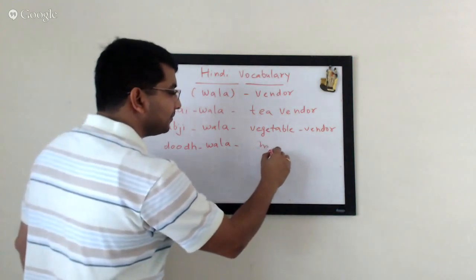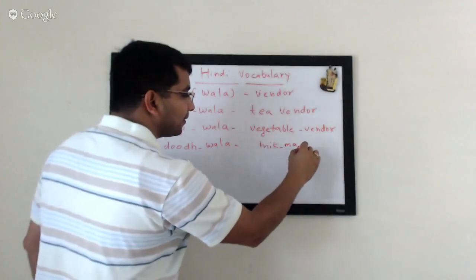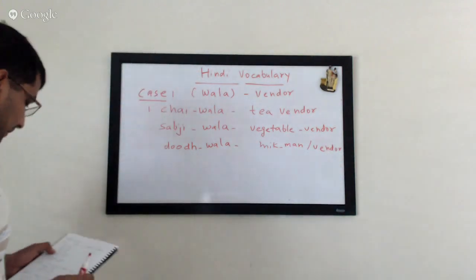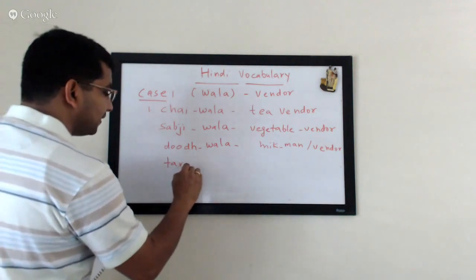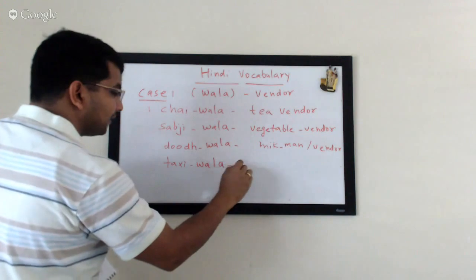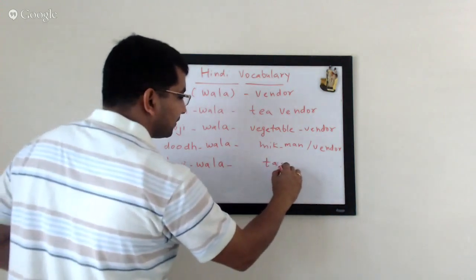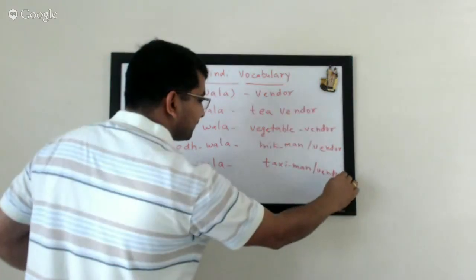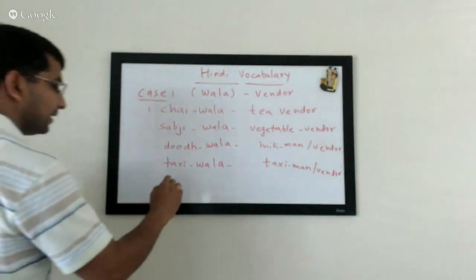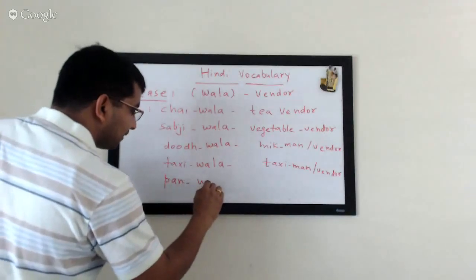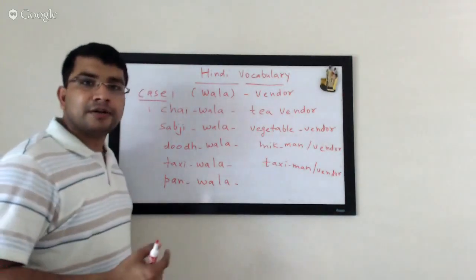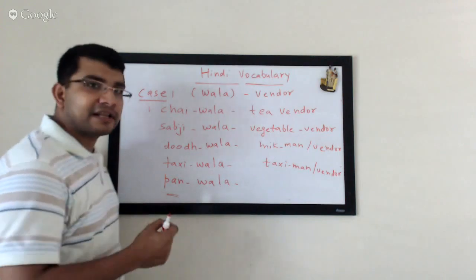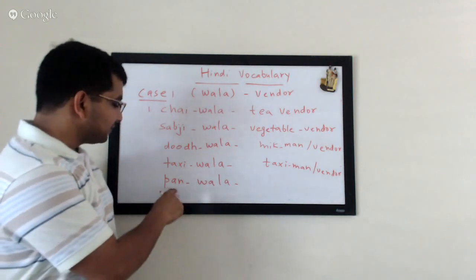So in this case, let's call it a milkman or a vendor. And then taxi wala, a taxi man or someone who gives a ride. So in this case, a taxi man, also referring to a vendor. Okay, and then pan wala. If you've been to India, after dinner, they usually have something like, I don't know how to call it, but it's like a mouth freshener kind of thing. It's nothing but a pan leaf.